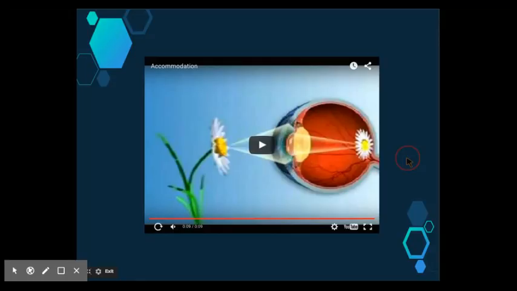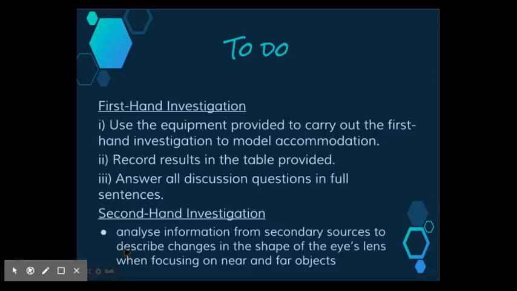So that brings us to the end of this video. So what I'd like you to do is to complete the closed passage and the labeling activity that's in your booklet under these dot points in preparation for the first-hand investigation that we will be doing in class to have a look at how accommodation works. So if you could just do the closed passage and the labeling activity, that would be great. Thank you.